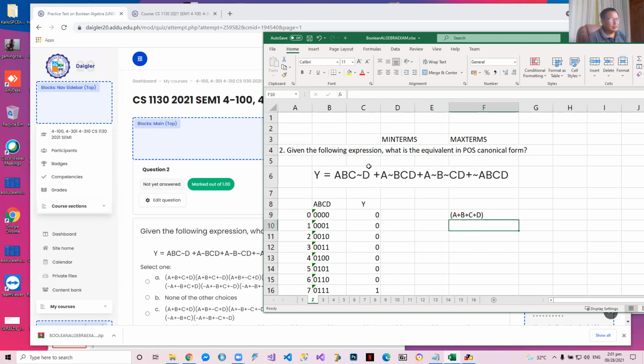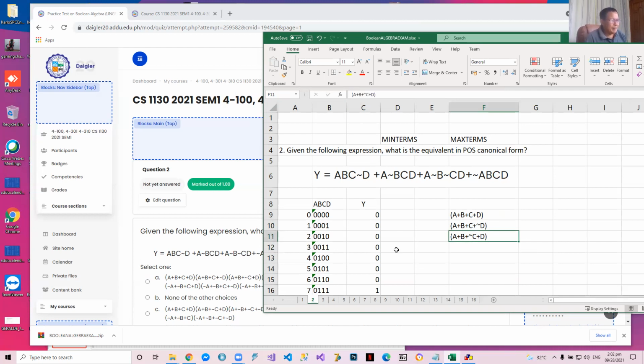Okay? So this is what? We'll just copy this, because there's only one difference. The max term for this is not D. Why? Because there's only one at the end, it's a one. So D should be complemented. We'll just also copy this to make things faster. Now in here, it's the C that's complemented, because the one is on the third position: 0, 0, 1, 0.